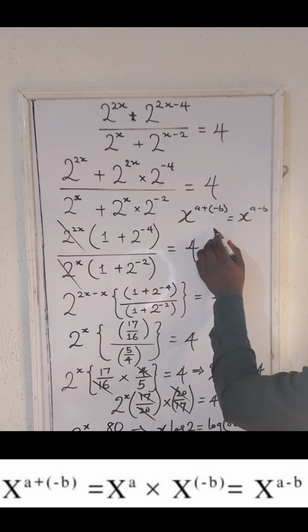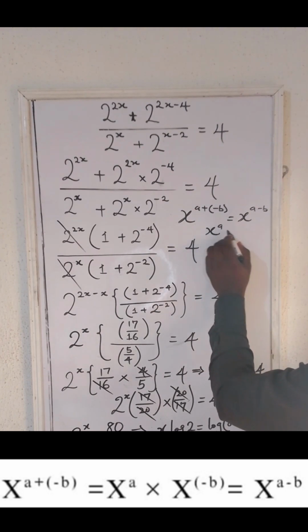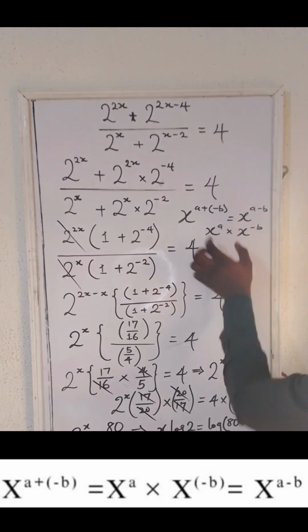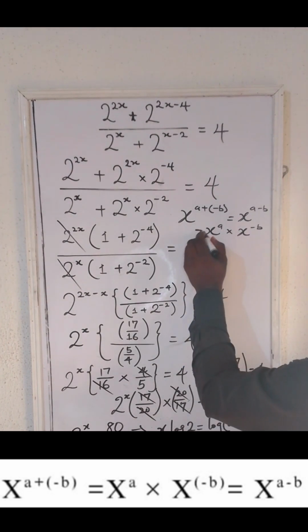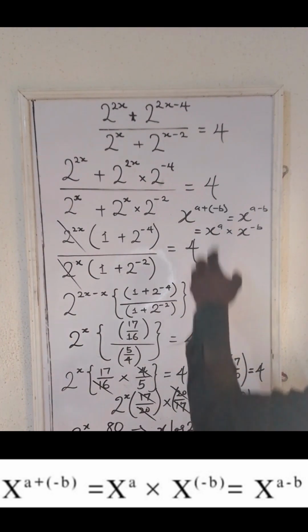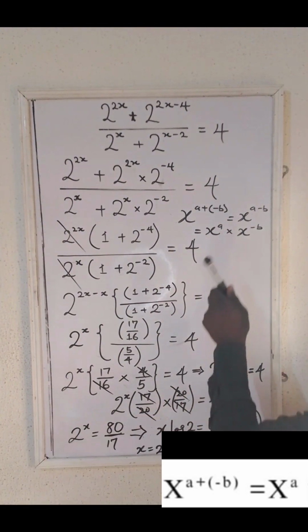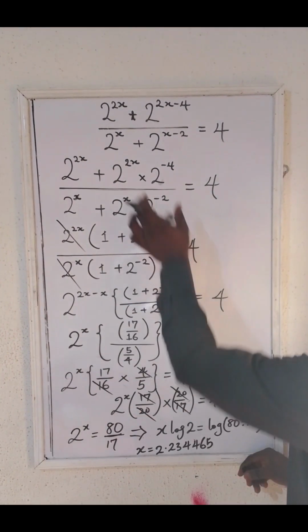And what will all this be? This will be the same as x to the power of a times x to the power of minus b. Everything here is equal to themselves. I think I need to put the equal sign here. Yeah, it's very important. So they are all equal to themselves. That's how we got all of that. So now let's move on to the next. That was the system that was applied here.